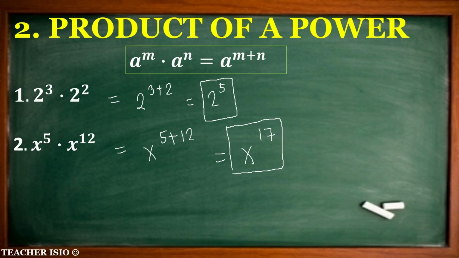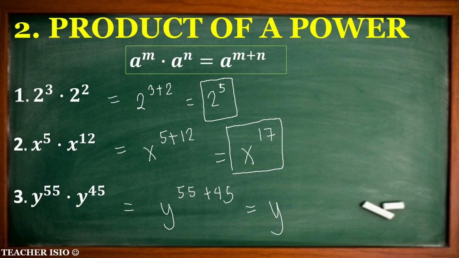So, let's have another example. In number 3, we have y raised to 55 times y raised to 45. So, just apply the product of a power. So, just simply add the exponent. So, we have y raised to 55 plus 45. What is 55 plus 45? We have 100. So, therefore, the answer is y raised to 100.